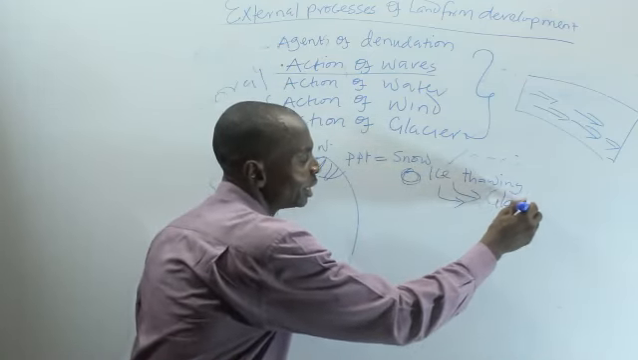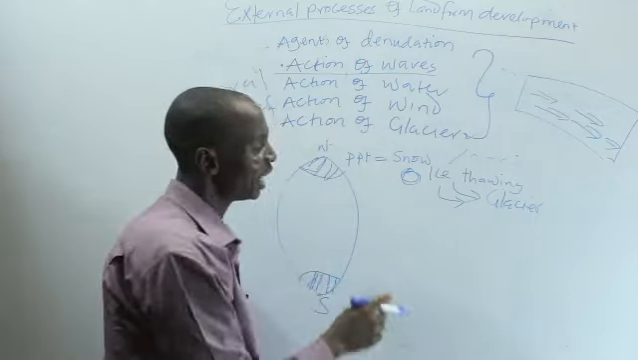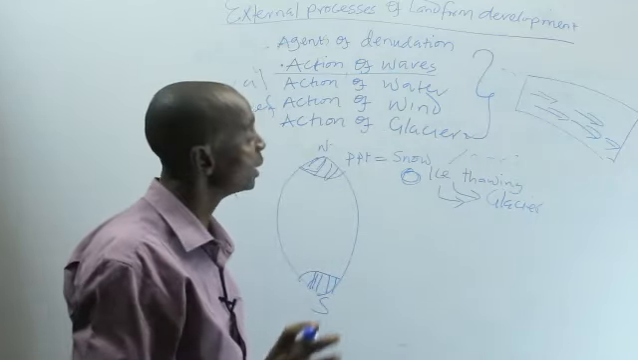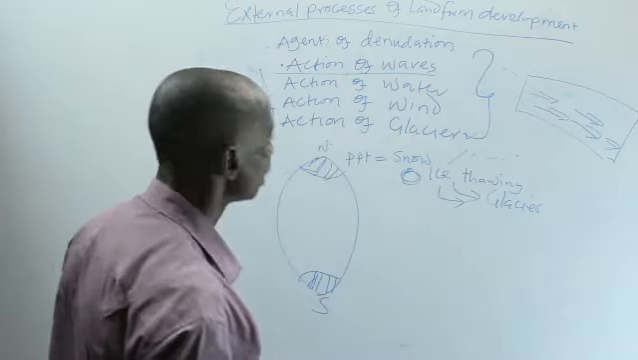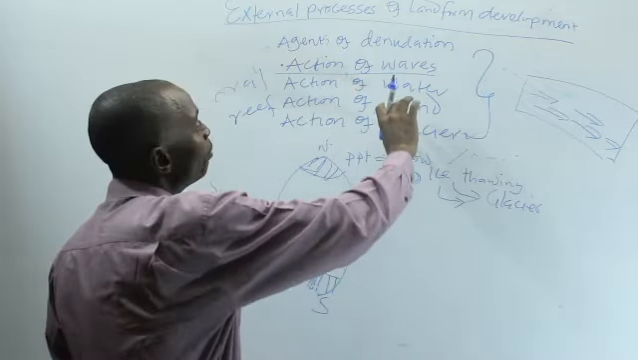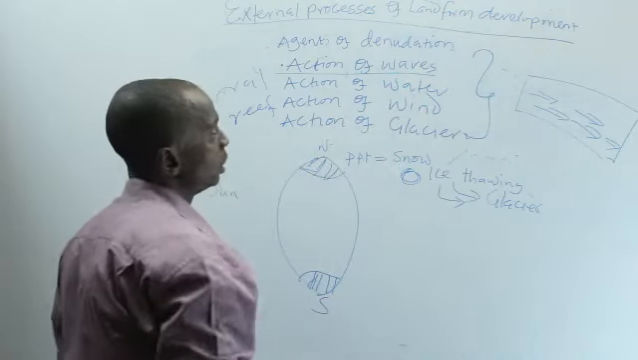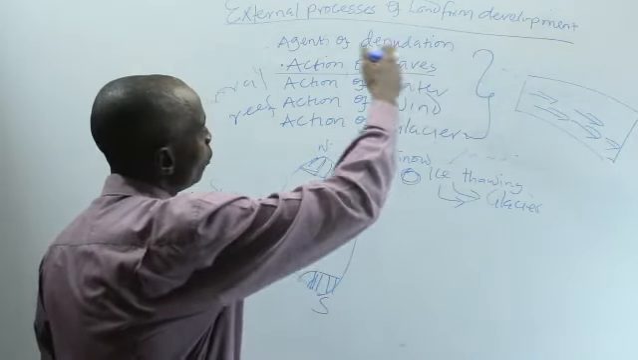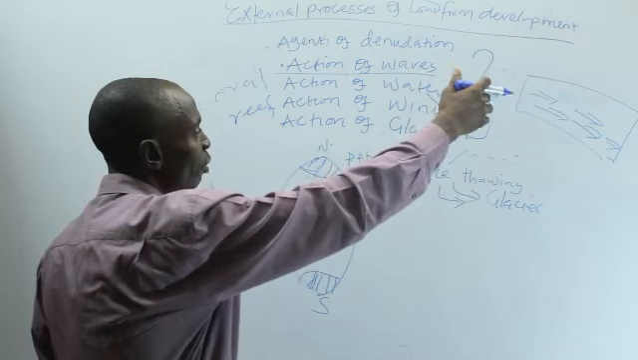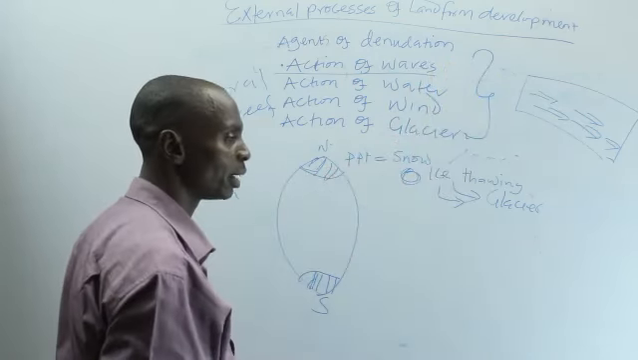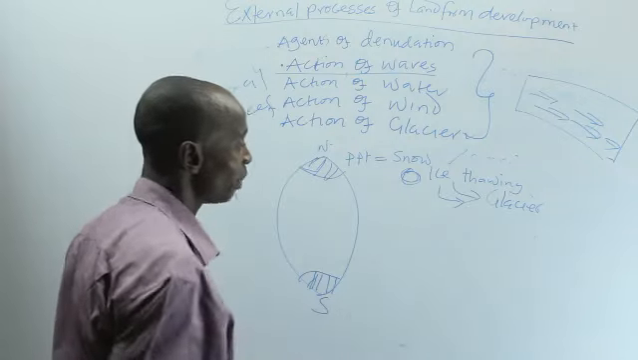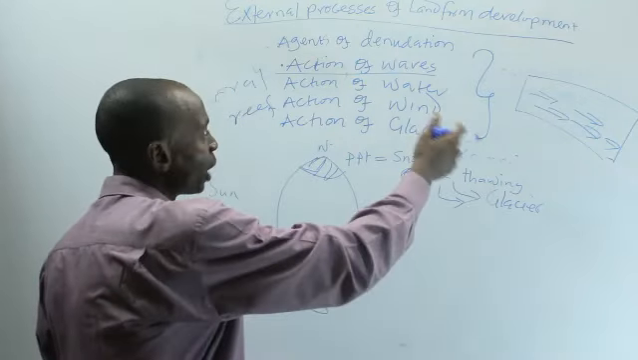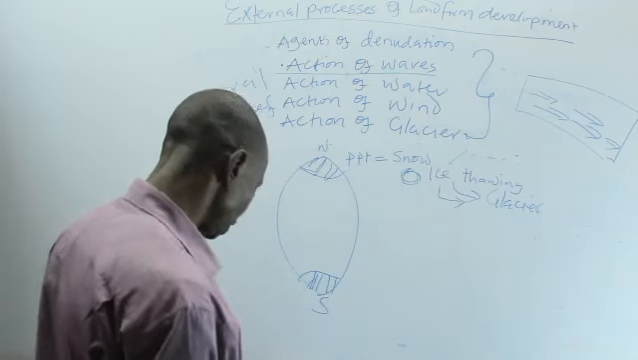To glacier. Now, as this glacier is flowing, it carries material along, and this material produces a landform. Like the case of waves, we look at some of the landforms it produces. Number 1, we talk about bay. Number 2, we talk about cave. Number 3, we talk about cliff. Now, here we are looking at that of glacier.